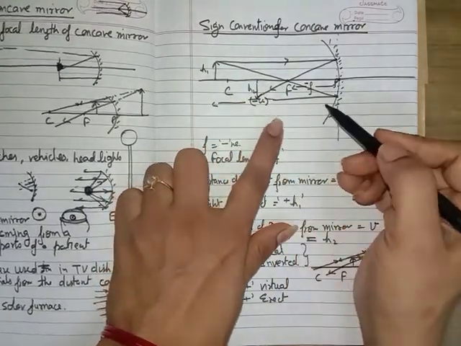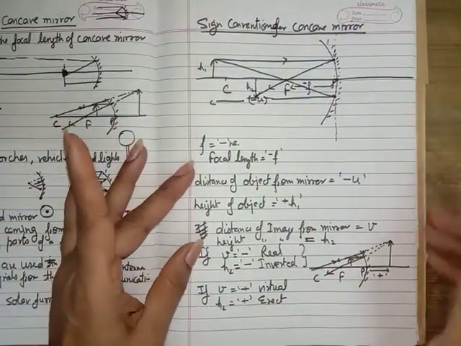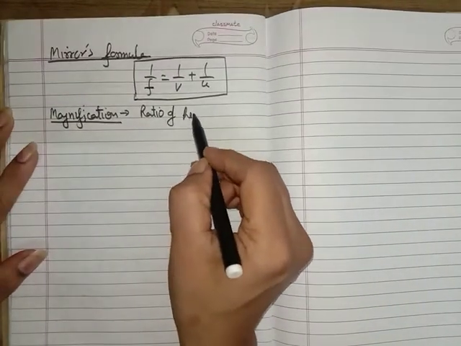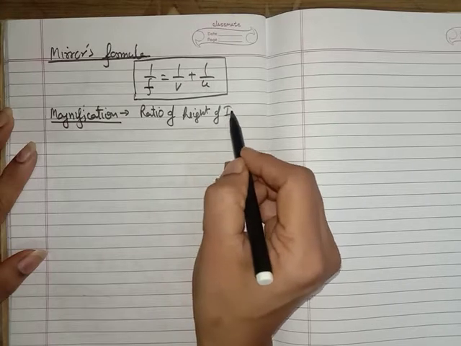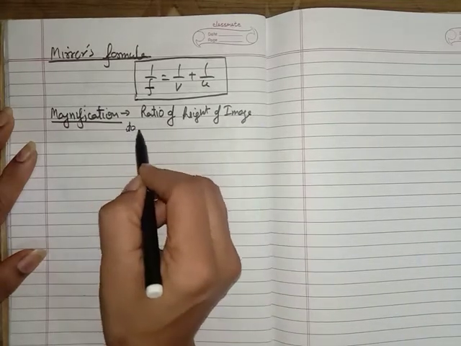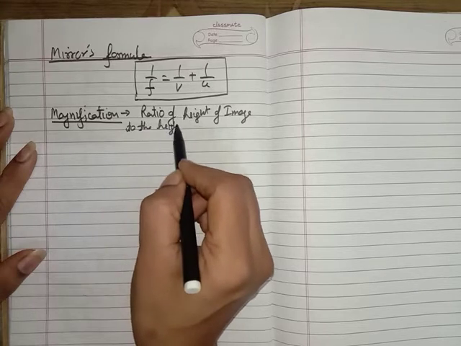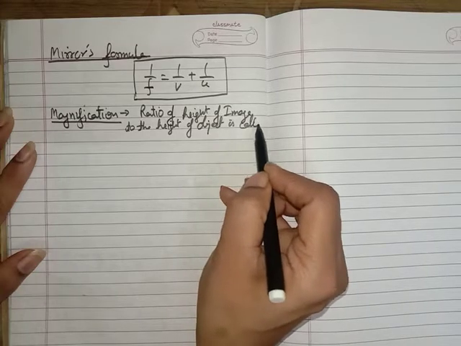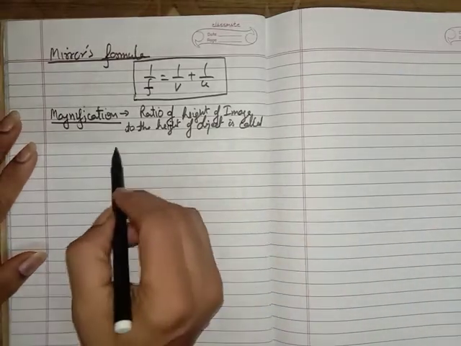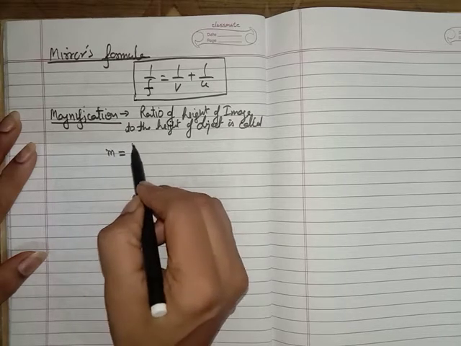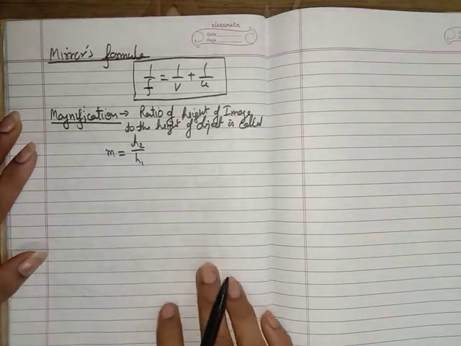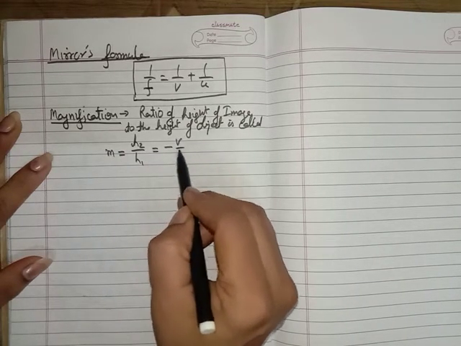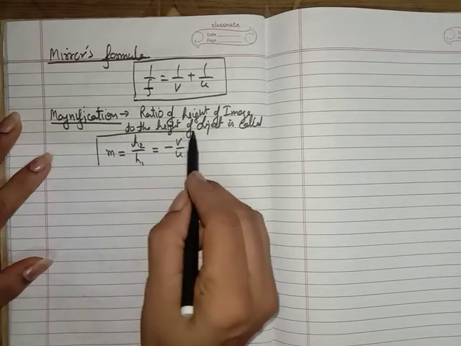जितना ज़्यादा रेशो आएगा ऑब्जेक्ट उतना ही बड़ा, उतना ही मैग्नीफाइड होगा. The ratio of the height of image to the height of object is called linear magnification. This is magnification and we use the symbol M for it. Magnification is equal to H2 upon H1. The other formula for magnification is M equal to minus V upon U.